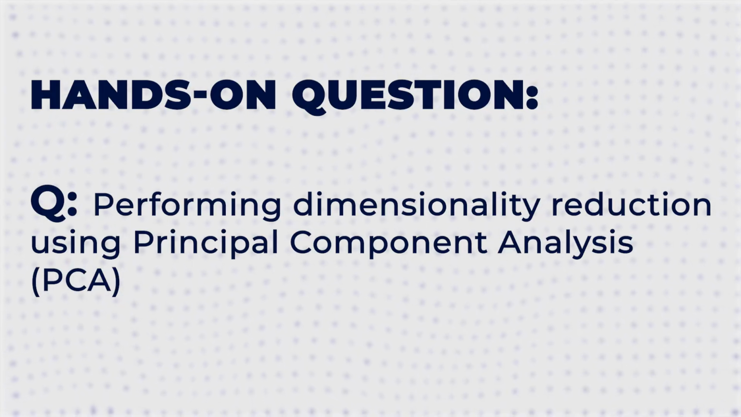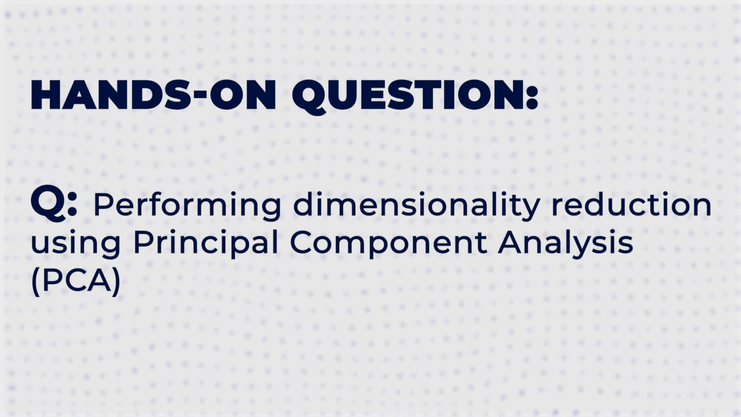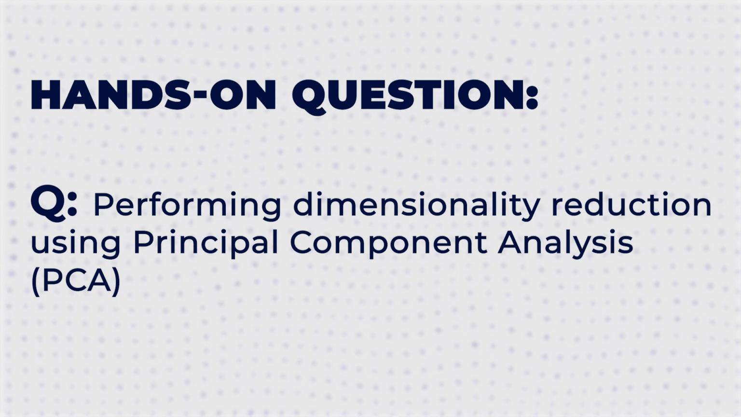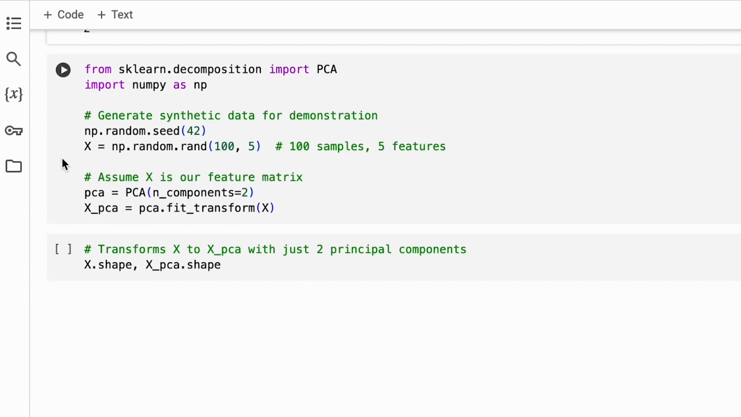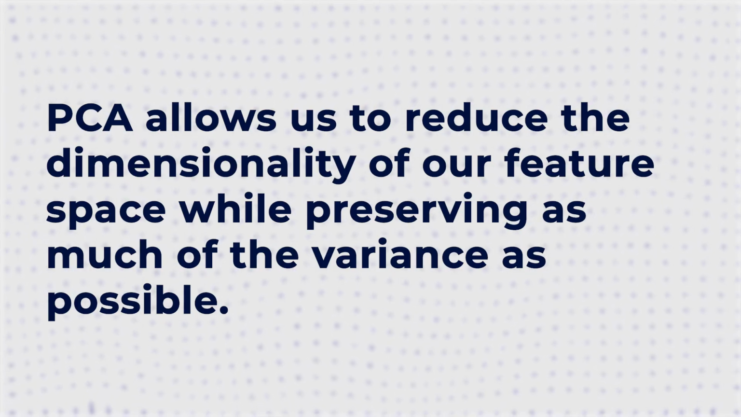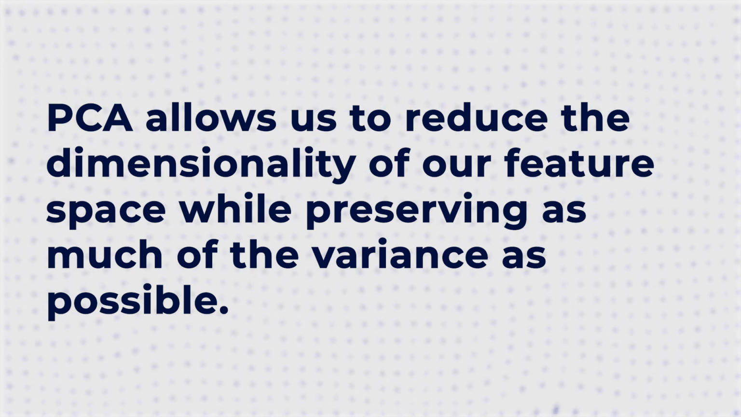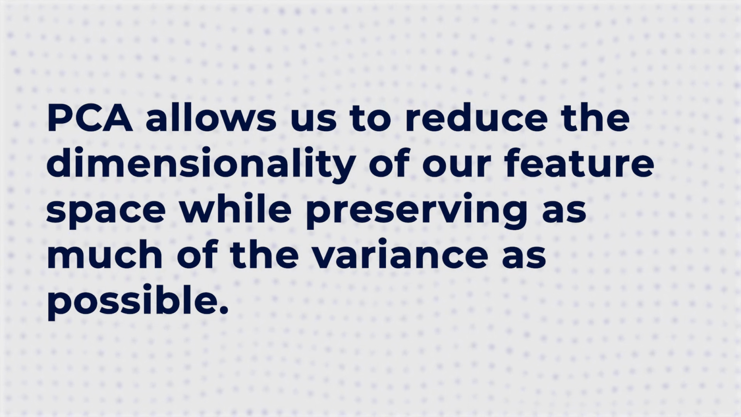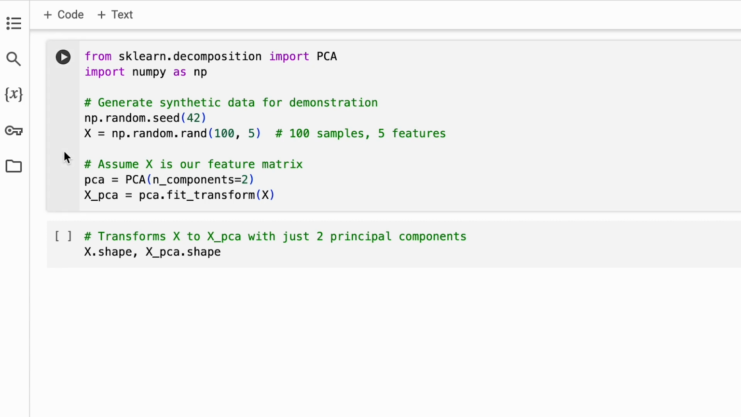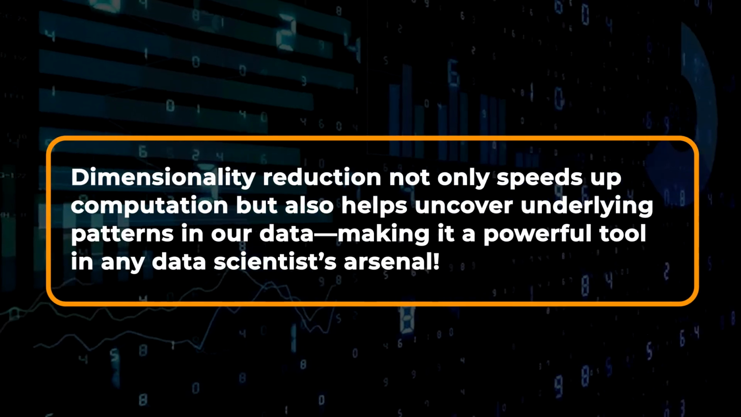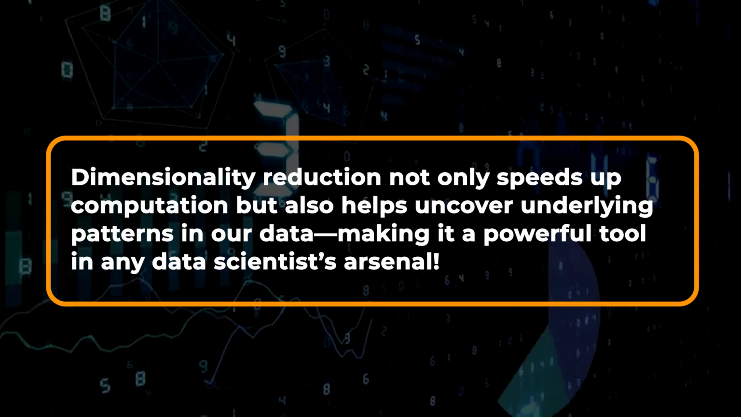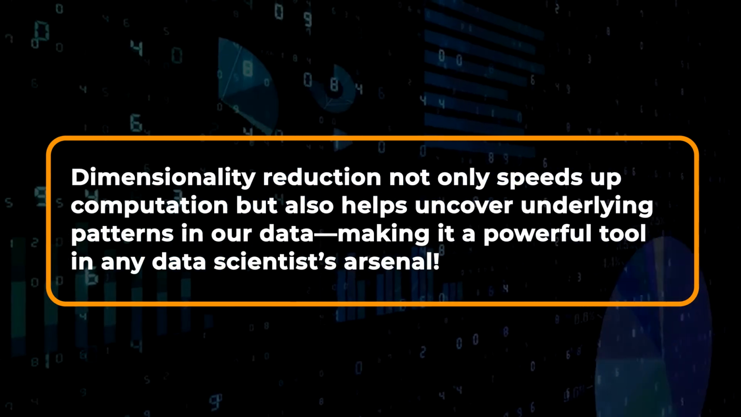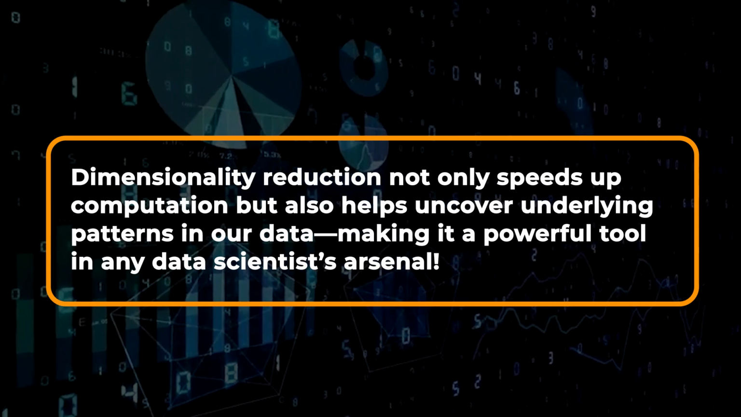Last but not the least, we have a hands-on question, performing dimensionality reduction using principal component analysis, or PCA for short. Here's the gist. PCA allows us to reduce the dimensionality of our feature space while preserving as much of the variance as possible. In this snippet, we are using scikit-learn's PCA module to transform our original feature matrix X into a new matrix X PCA with just two principal components. Dimensionality reduction not only speeds up computation, but also helps uncover underlying patterns in our data, making it a powerful tool in any data scientist's arsenal.